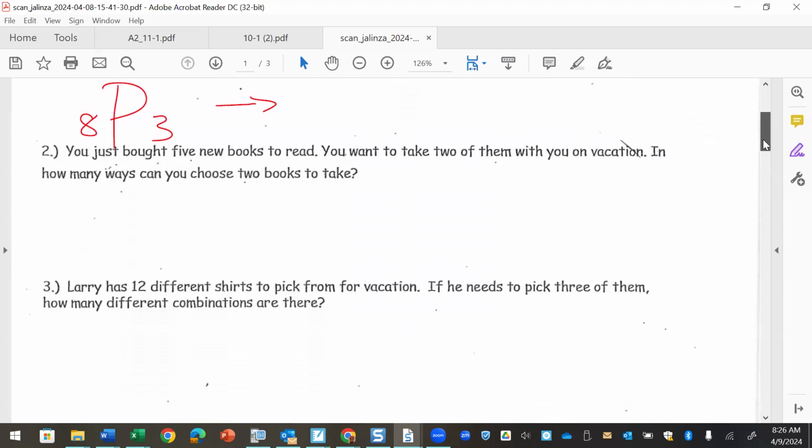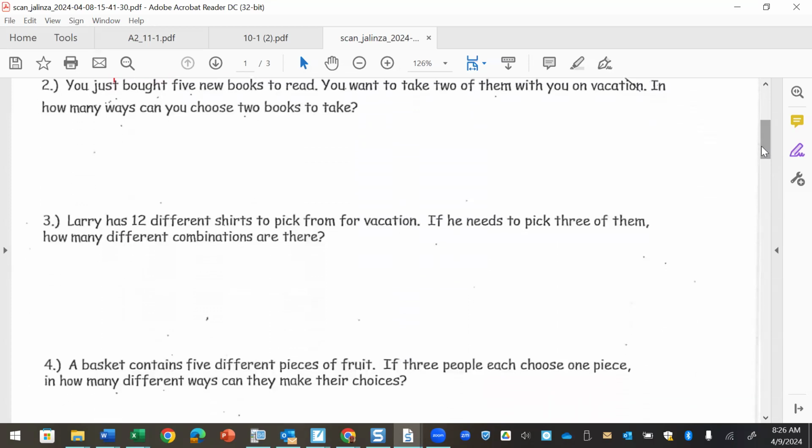Okay, and let's go to number 2 here. You bought 5 new books to read, or maybe you got them at the book swap at the library. And let's see, you want to take 2 of them on vacay. How many ways could you choose 2 books to read?